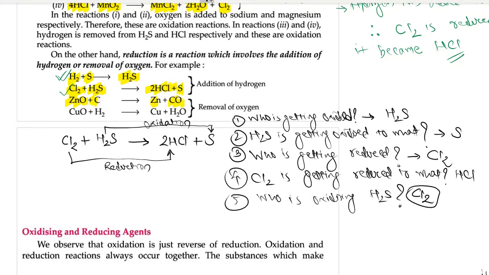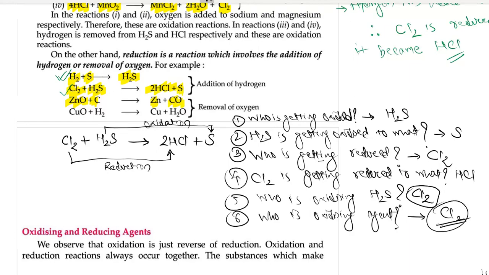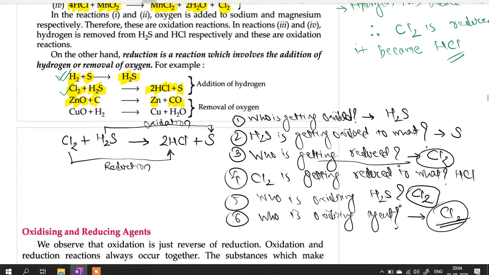Cl2. Right? So who is the oxidizing agent? Chlorine. Chlorine is the oxidizing agent because it is removing hydrogen. Now see, I told you oxidizing agent is a substance which itself gets reduced. Oxidizing agent is chlorine, and who is getting reduced? Chlorine. This is how you can check whether you are correct or not. Okay, one more question on this. Sorry, two more questions on this.